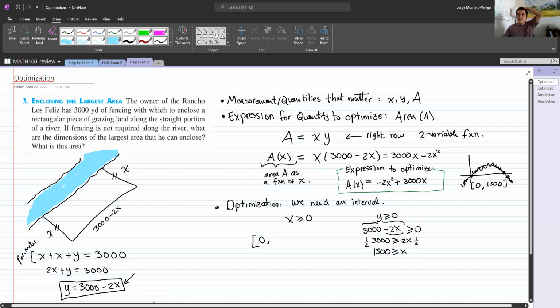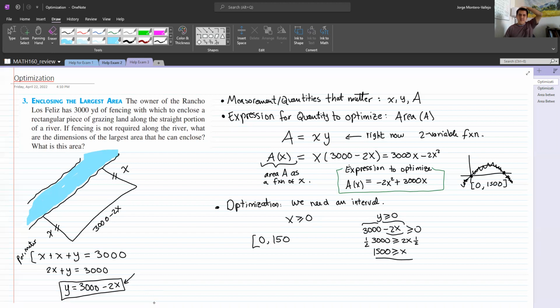So x can be at most 1500. x is less than or equal to 1500. So then this gives you the other end point of your interval of optimization. That's going to go here, right? Okay, you see that it's exactly the same as what we got here by looking at the graph. Okay, so then we are ready to optimize.